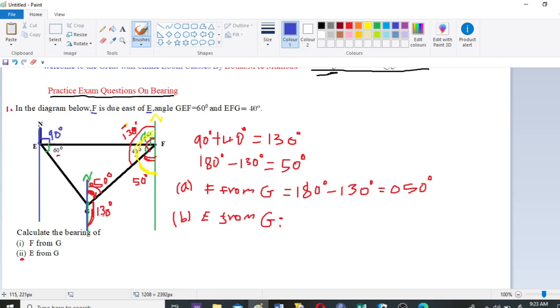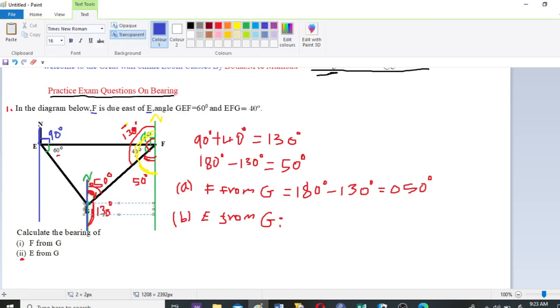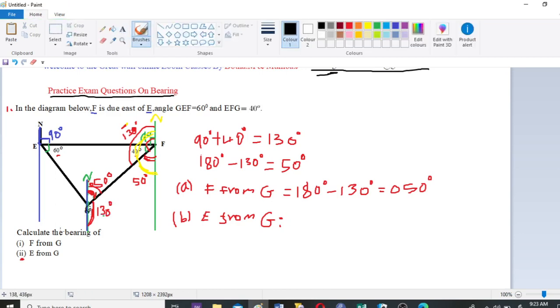Yes. So since this is 90 degrees, so this time to find this one here, remember what we need to find. The question is asking us to calculate the bearing of E from G. So let's first identify it. E from G. So where are we? We are at G, right? Let me just retype G here so that you can see it. So we are at G.